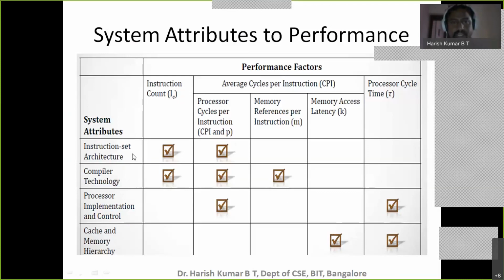Now, if you want to enhance the performance of the computer system, these are the system attributes on which you need to work. You have to do research on these attributes and see what can be improved to enhance the performance of the computer system. So these are the performance factors, and these are the system attributes, and all these performance factors are dependent on these system attributes. So this is how it is. Let me stop here.